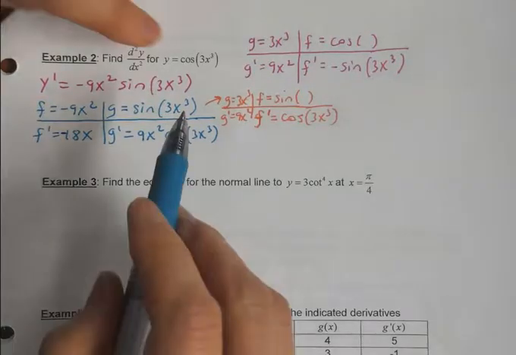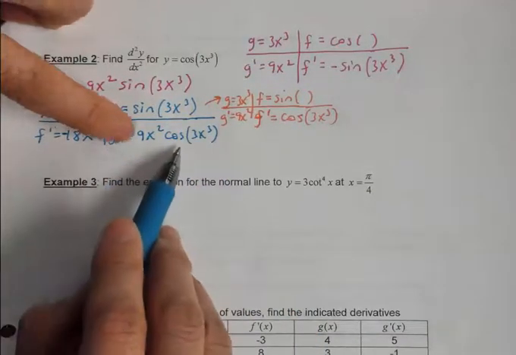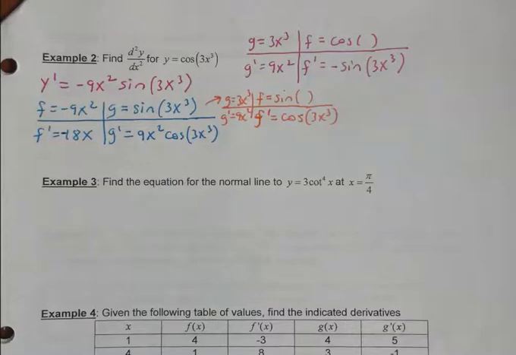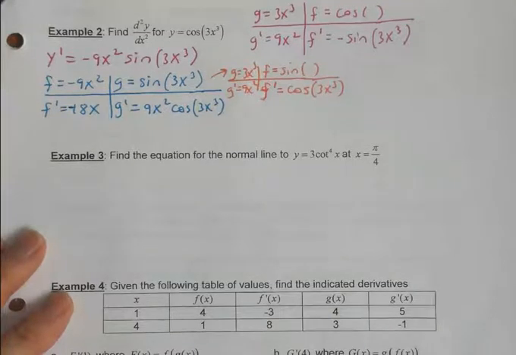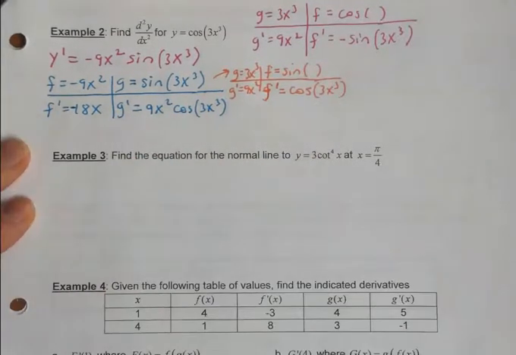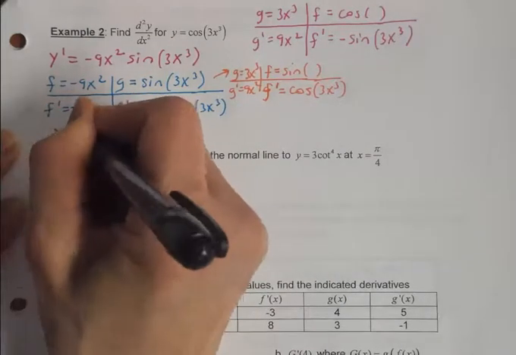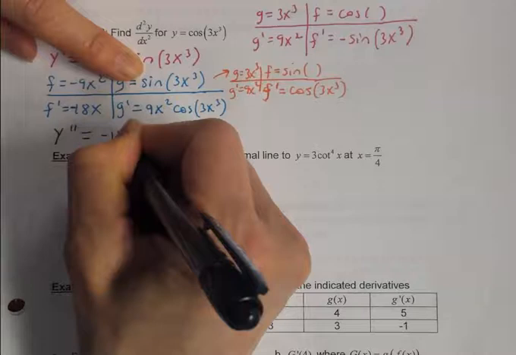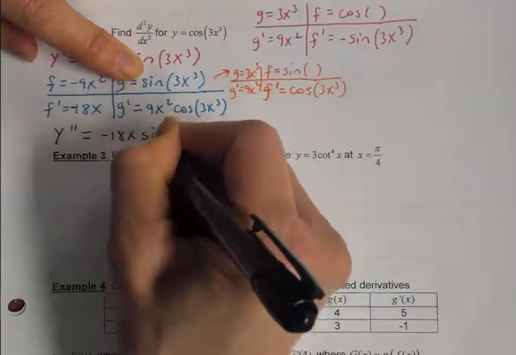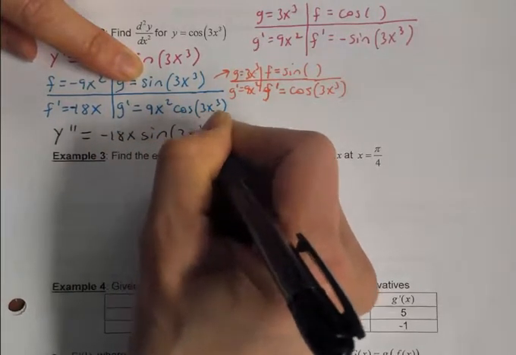Okay, so is that good? This template is just to get this answer. And now I need to do my f prime g plus f g prime. All right, and I think I could just write out my final answer right here below. So I get y double prime, and that's going to be this times this. So that's negative 18x sine of 3x cubed.